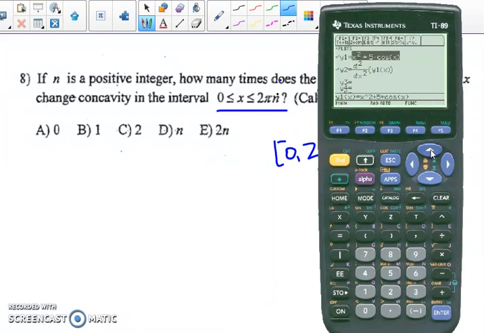So go back up to y1 and hit F4, which will remove this check mark right here. I don't want to see the graph of the original. So hit F4. That way the only graph I will see is of the second derivative.